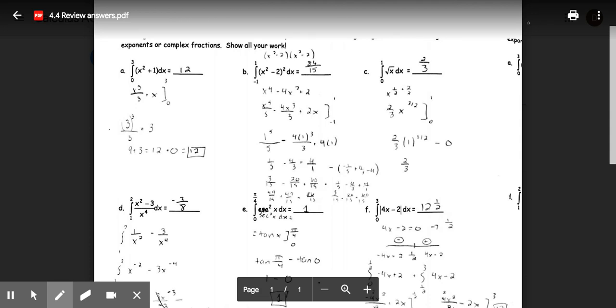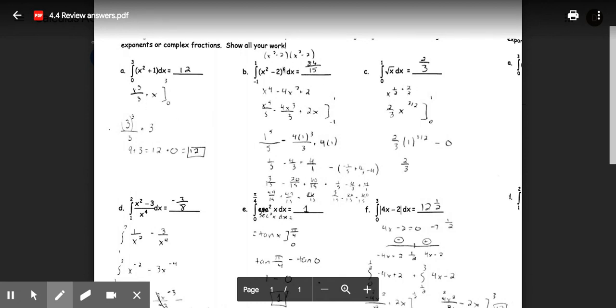Okay. All right. So this first problem here on the homework, pretty basic. You integrate it, plug in the top bound, which you see is plugging in 3, and then minus plugging the bottom bound in, which is just going to be minus 0. So you end up getting 12 for this one here.